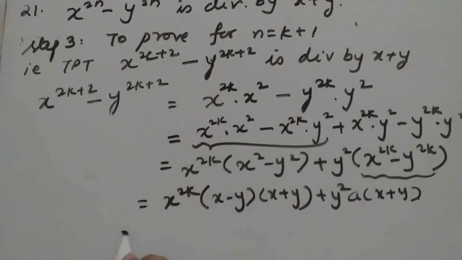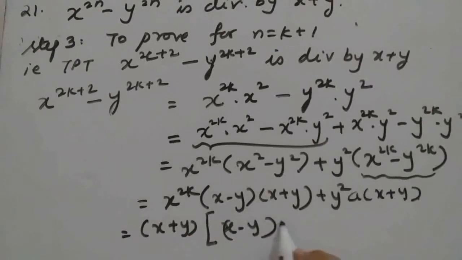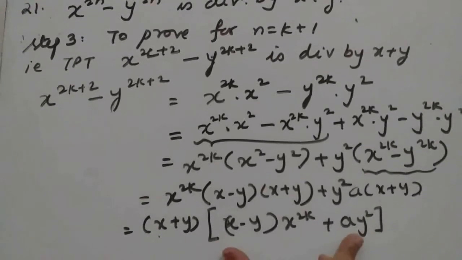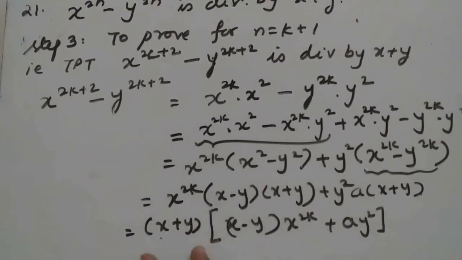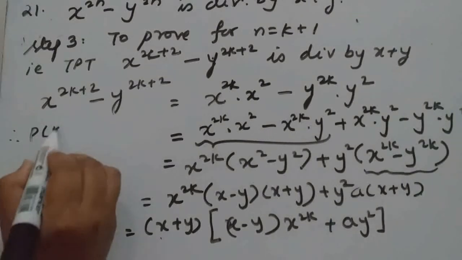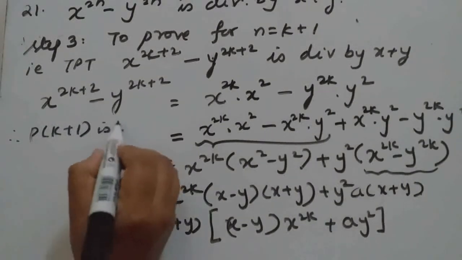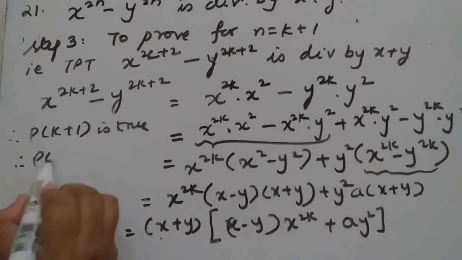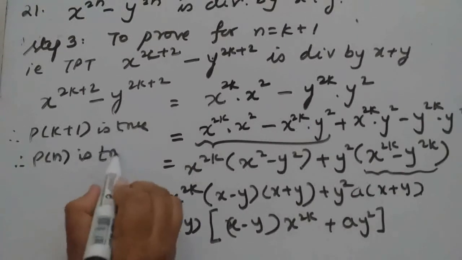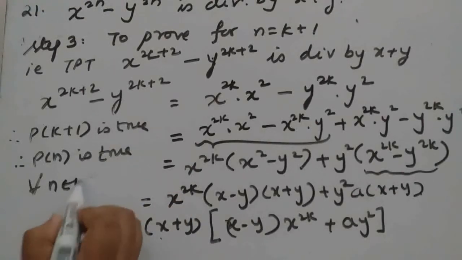Now x plus y we can take common. So the number will be x minus y into x power 2k plus a y square. See, x plus y into some number. So what can we write? It is divisible by x plus y. So therefore P of k plus 1 is true. Therefore P of n is true for all n belongs to N.